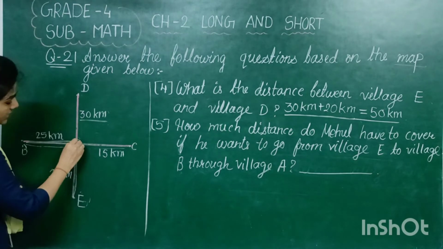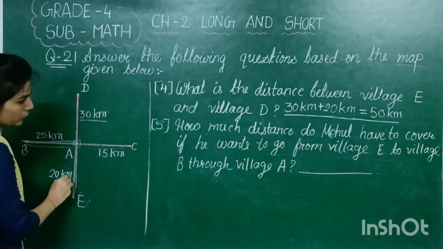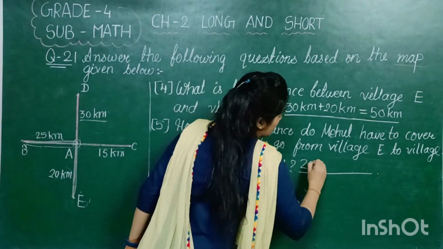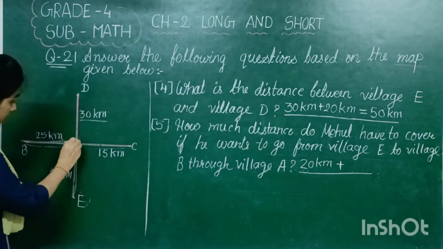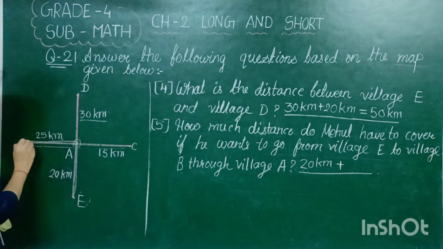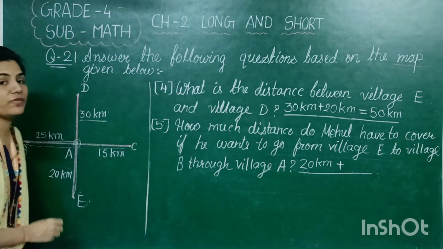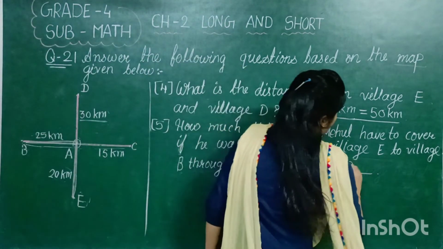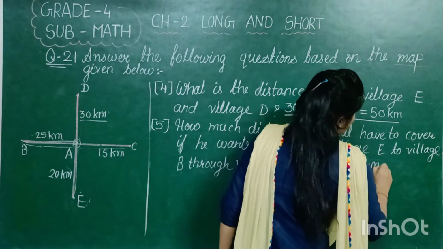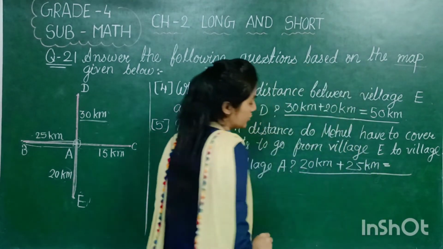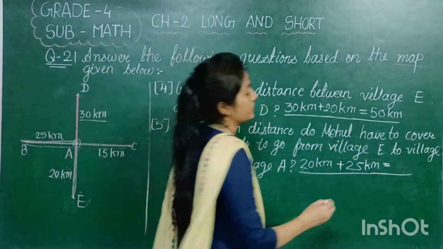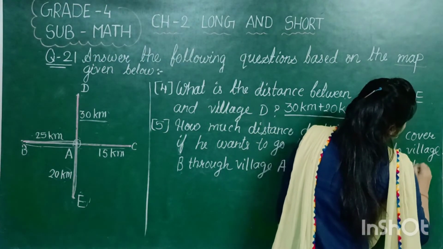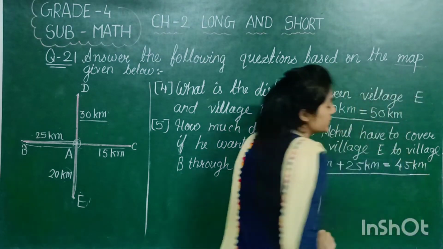So E to A distance we have is 20 kilometers. So we can write E to A and A to B. This distance A to B is 25 kilometers. So we have to just make the addition, 20 plus 25. So we will get 45 as the answer. 45 kilometers is the answer.